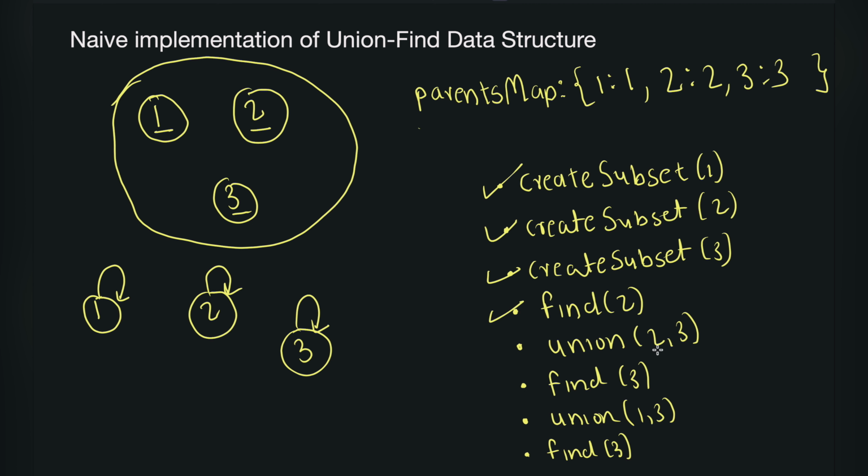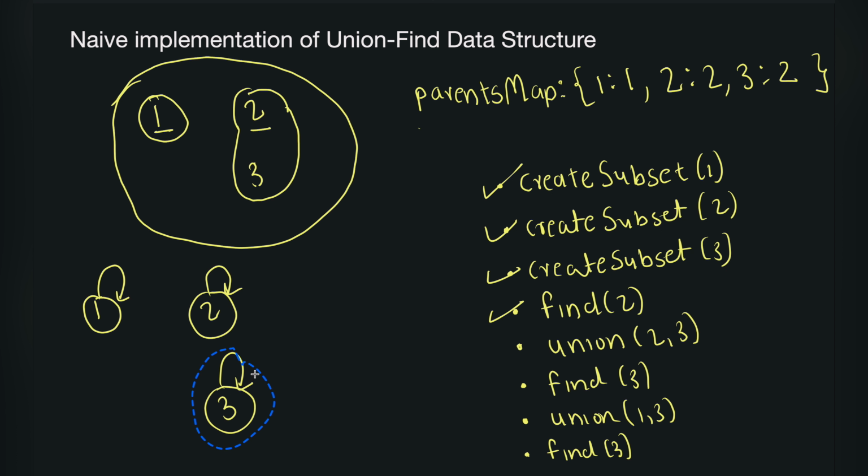The union 2, 3 should do the union of subsets to which 2 and 3 belong to. For example, in this case, let me just combine these two subsets and let's assign 2 to be the parent of this particular subset. So parent of 3 will become 2 now. So parent of 3 will become 2, and similarly we'll do the corresponding changes here in the tree, whereas 3 will be pointing to 2. So union of 2 comma 3 is done.